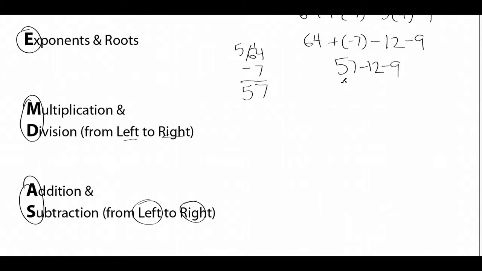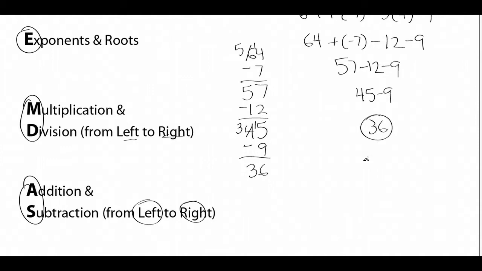Now we keep moving, 57 minus 12, we can just do this here, 7 minus 2 is 5, and 5 minus 1 is 4. So now we have 45 minus 9, then we can subtract 9 here, borrow 1, 15 minus 9 is 6, and 3. So our solution then is 36.